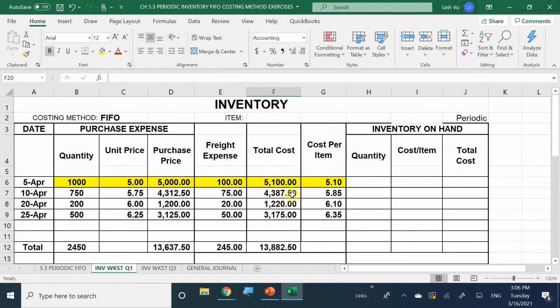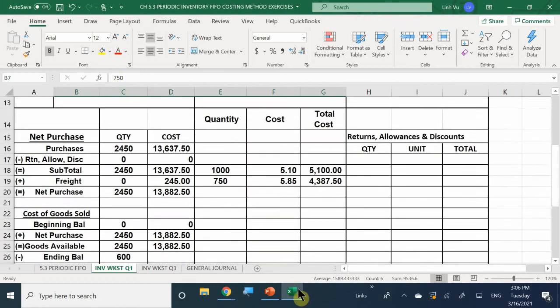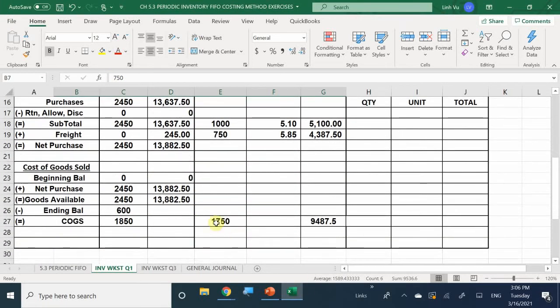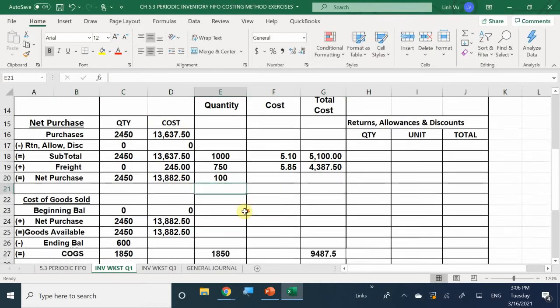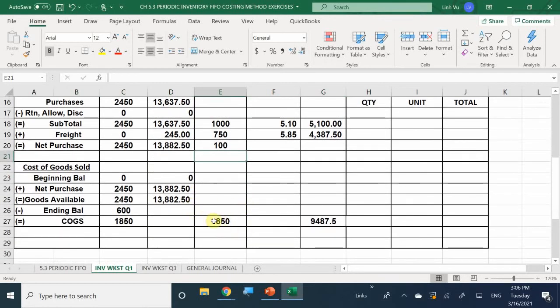So now that I've done that, I can say I got rid of this batch. That got rid of this entire batch right here. Okay, and I have a total of 1,750 that I sold. How many more do I need to sell to get to 1,850? 100. You need 100 more items. So here, I know I need 100 items to get me a grand total of 1,850.